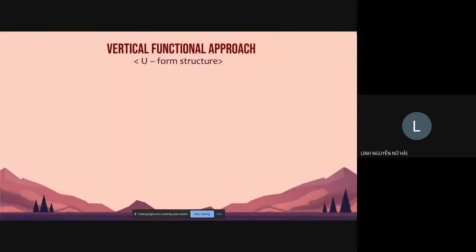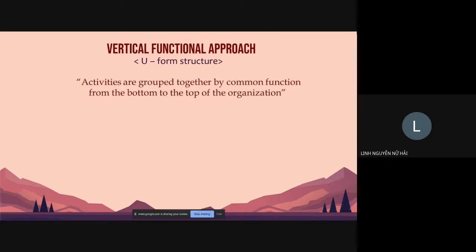First, we have vertical functional approach, or U-form structure, aka unitary structure. Right from the name, you can already tell that this approach is basically a strategy where activities are grouped together by common function from the bottom to the top of the organization. And it is an example of centralization. It uses a hierarchical structure with the strong concept of subordination. Employees are managed through clear lines of authority, and they ultimately report to one person.